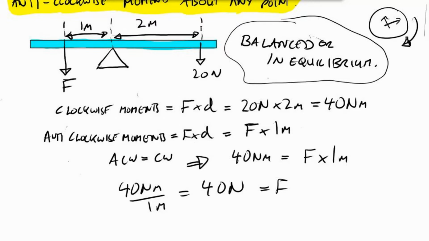So what does that mean? Well, we were able to use this idea that they're balanced, that the clockwise moment and the anti-clockwise moment must equal each other, to get a value for F here, which is 40 newtons. Alright, so let's go into that again in a little bit more detail. Let's look at some more interesting things that come out of that.